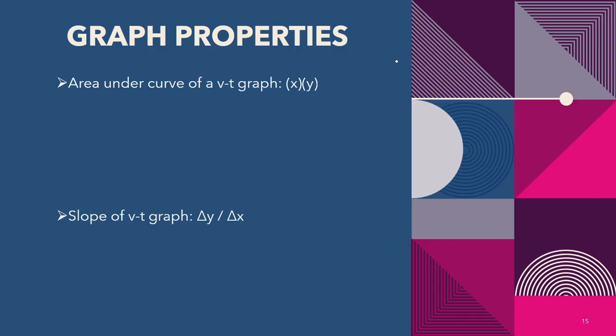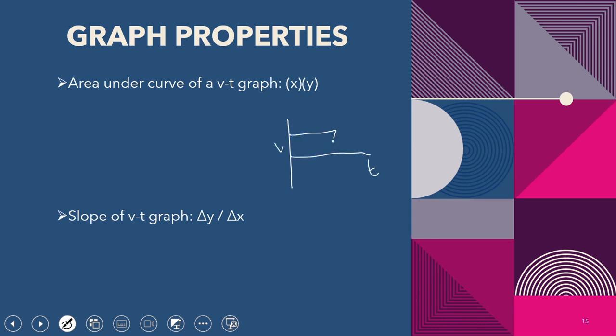Okay, let's go over some more graph properties, but this time for velocity time graphs. So first we're going to talk about the area under the curve of a VT graph. Now, what is the area under the curve? Say we have a graph like this, and our line for the velocity looks something like this.